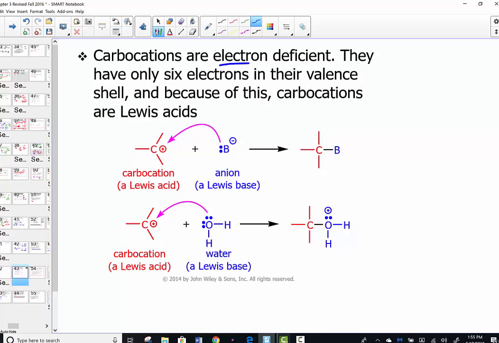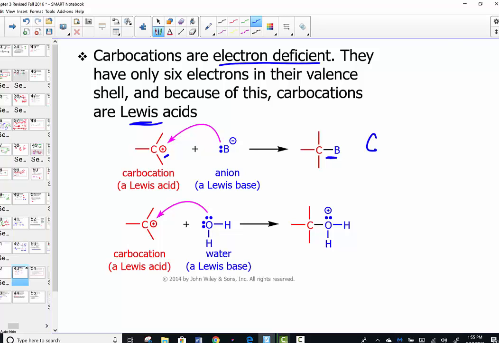Because carbocations are electron deficient, they have a positive center, they're going to act as Lewis acids. So in other words, there's a nice target there for a set of electrons from a Lewis base to form an attachment or a new bond. This is Lewis acid-base theory.